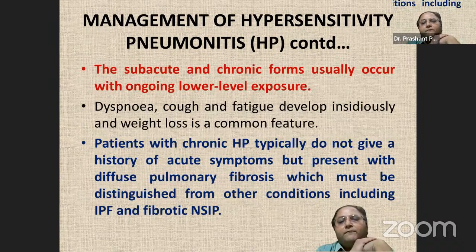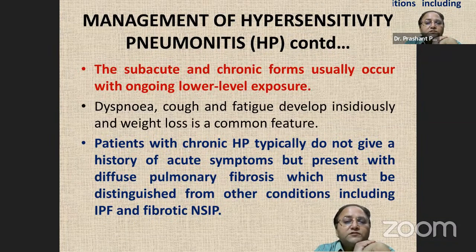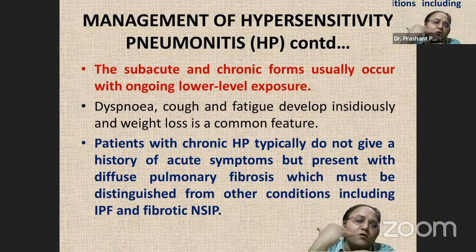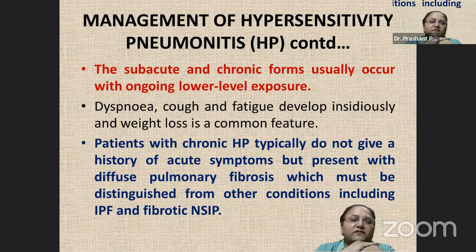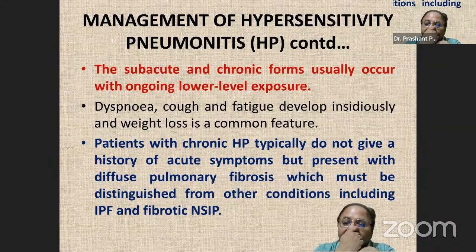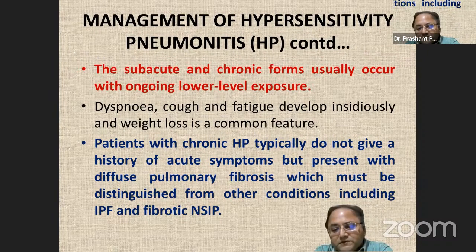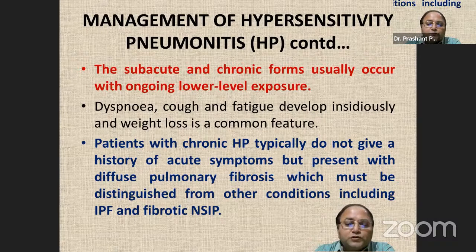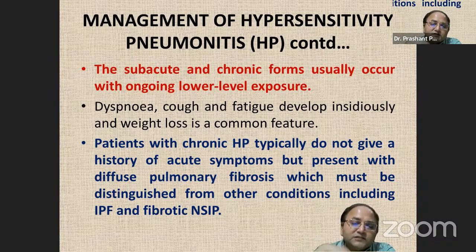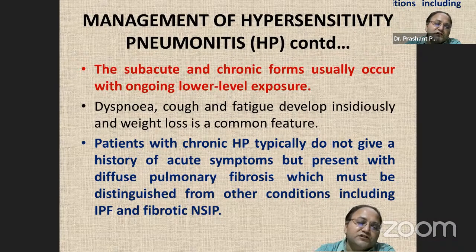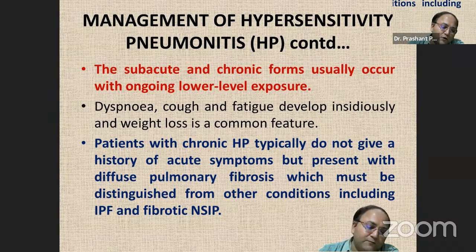The problematic hypersensitivity pneumonitis are the subacute and chronic forms, which usually occur with ongoing lower level exposure. Dyspnea, cough, and fatigue develop insidiously, and weight loss is a common feature. Patients with chronic HP are actually the worst. They typically do not give a history of acute symptoms, but present with diffuse pulmonary fibrosis, which must be distinguished from other conditions, including IPF and fibrotic NSIP.